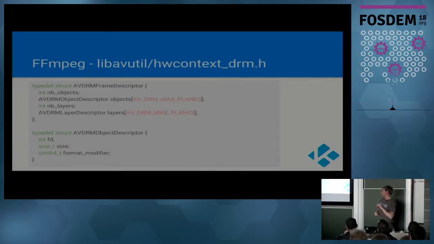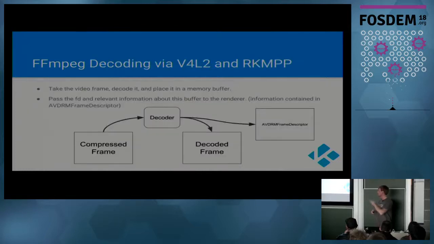So what happens is we basically will be getting something back from FFmpeg, as I'll show here. We take a frame, send it to FFmpeg. The specific decoder in FFmpeg decodes that frame, either using V4L2 or, in the case of Rockchip, it's RKMPP. And then we're requesting a certain pixel format back from FFmpeg, and using this AV DRM frame descriptor, we get back.